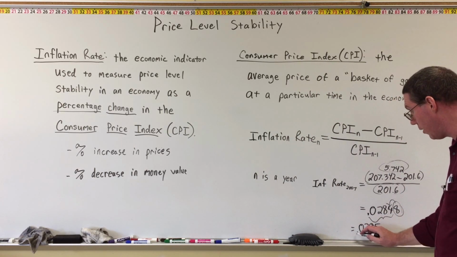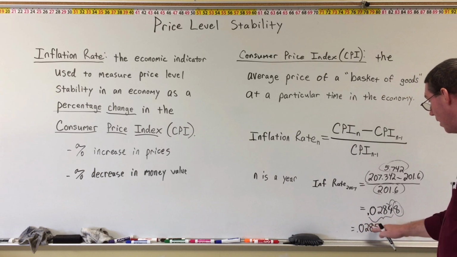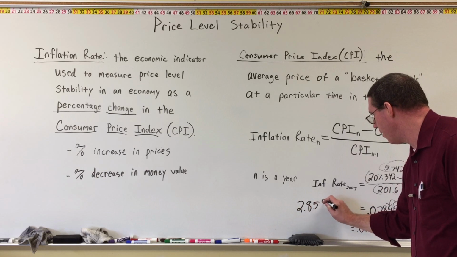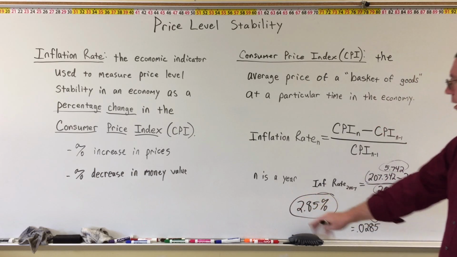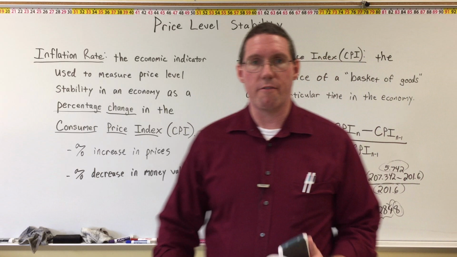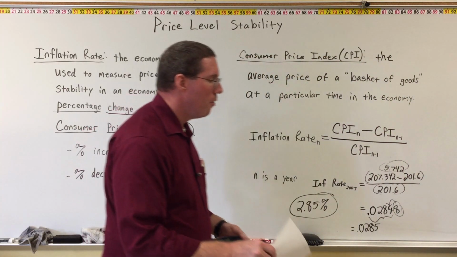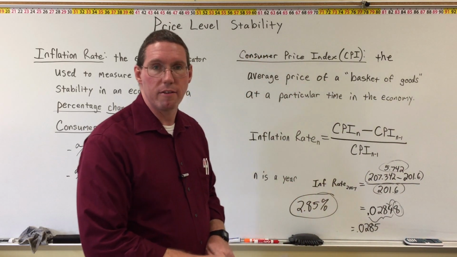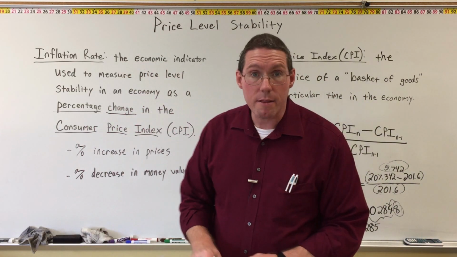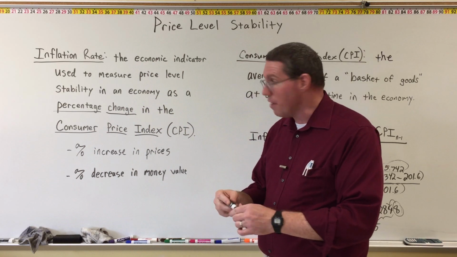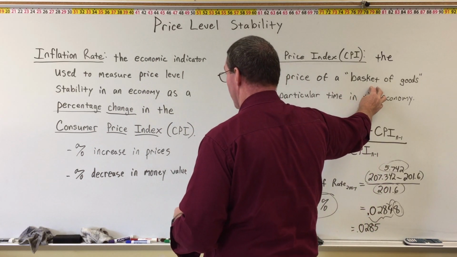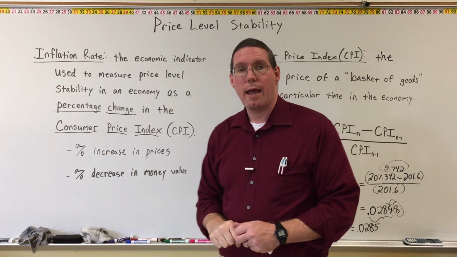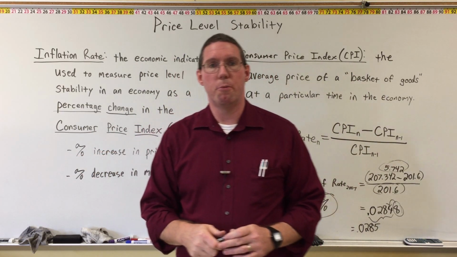I'm going to multiply by 100 or move the decimal point over 2 places, and I'm going to have 2.85%. And now what we can say is that in 2007, based on the Consumer Price Index, the United States experienced 2.85% inflation. And that means that on average, this basket of goods increased by 2.85%. Prices went up by 2.85%.